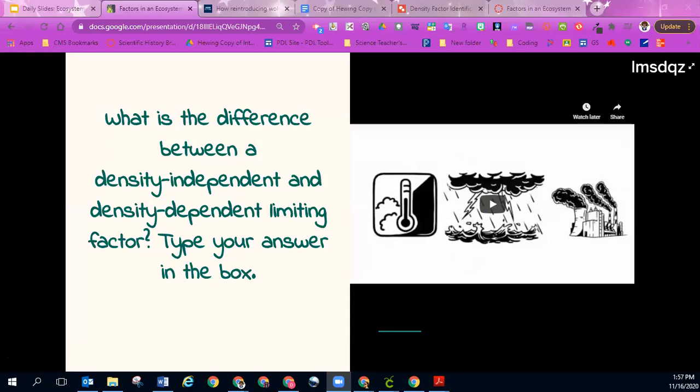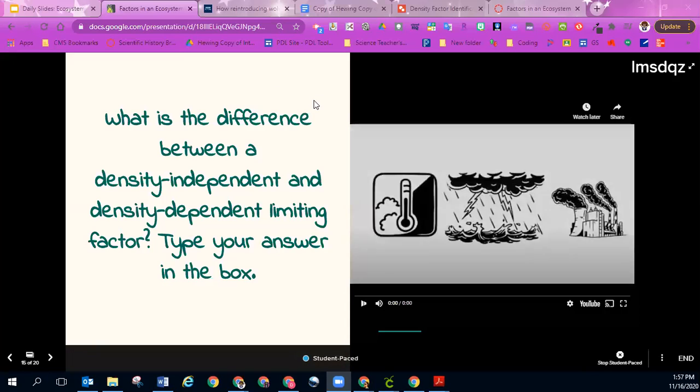Density independent is something that happens... density independent factors are not affected by the organism's living area, while density dependent factors depend on the amount of organisms living in the area and their competition. I definitely agree with you.